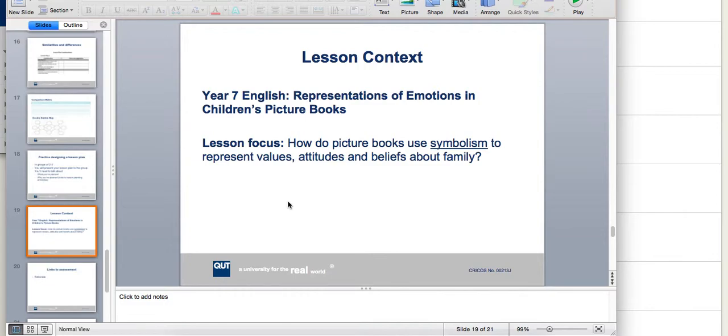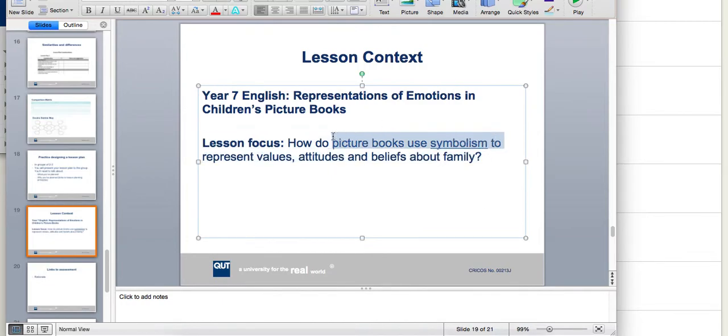You might not get to the second part of this focus where we're looking at how symbolism represents values about family. You might need to spend a lesson just looking at the concept of symbolism and how symbolism works. Or you could pretend that that's what you did in the last lesson, and now you're up to the second part where you're linking symbolism to how picture books represent ideas about family.